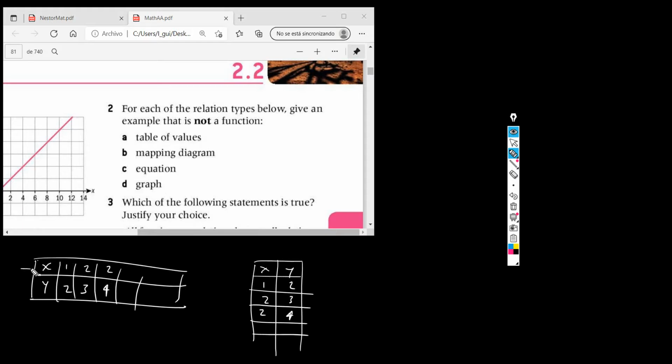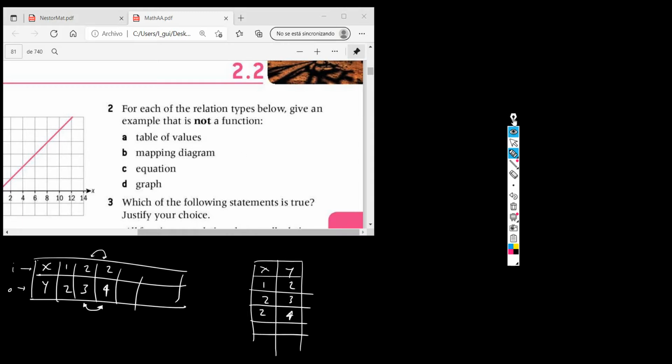Because if we select x as the independent variable or the input, and y as the output, then for these two columns, 2 comma 3 and 2 comma 4, basically what we have is that for the same input, which is 2, we have two possibilities for the output, right? And that, as we know by now, violates the definition of function, that for each input we should only have one output. So that takes care of letter A.